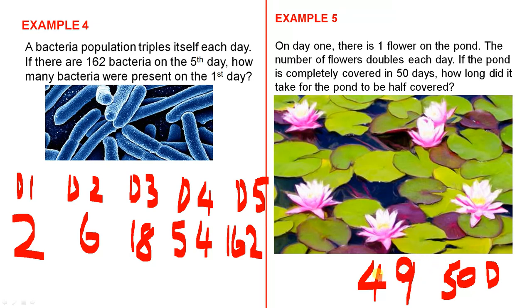So how's that for a tricky little answer? So 49 is the answer. So there are some perfect examples of how you can work backwards to solve problems.